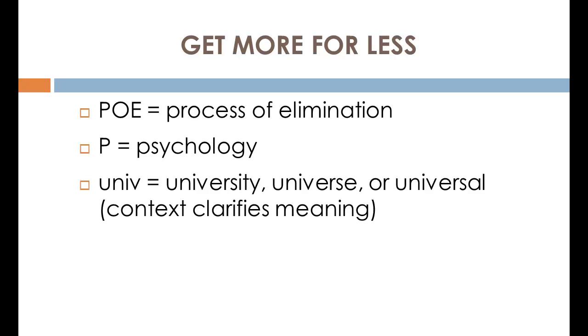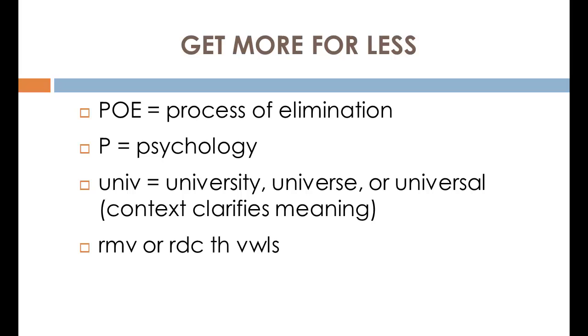Another option is to simply shorten the word by perhaps using the initial part of the word or some portion thereof. In this instance, the word university or universe or universal could be shortened to univ, but what you can trust in is the fact that your context is going to clarify the meaning. So it's okay just to chop off a couple of those syllables to have a shortened version.